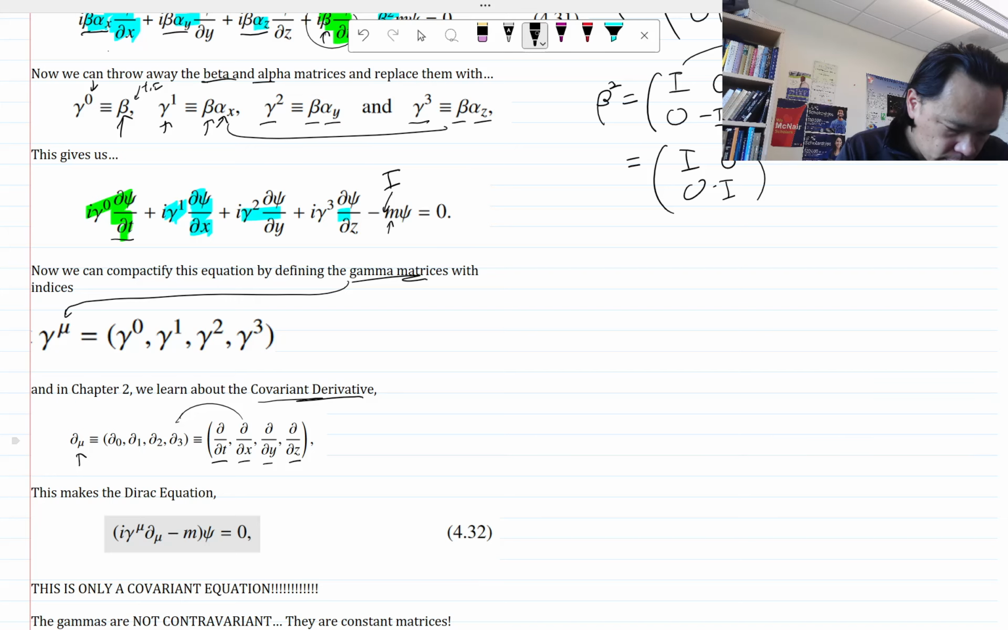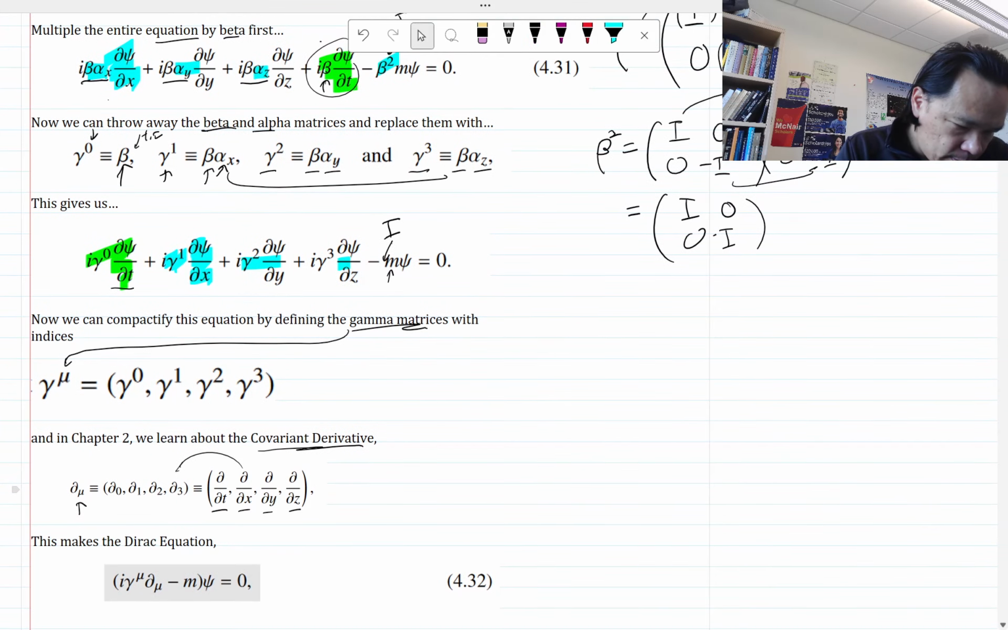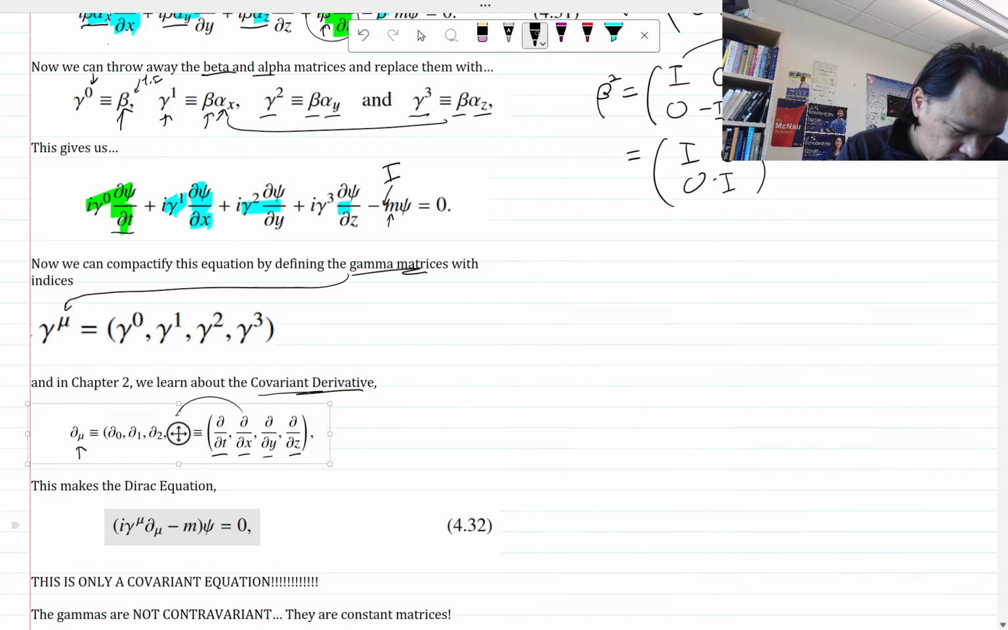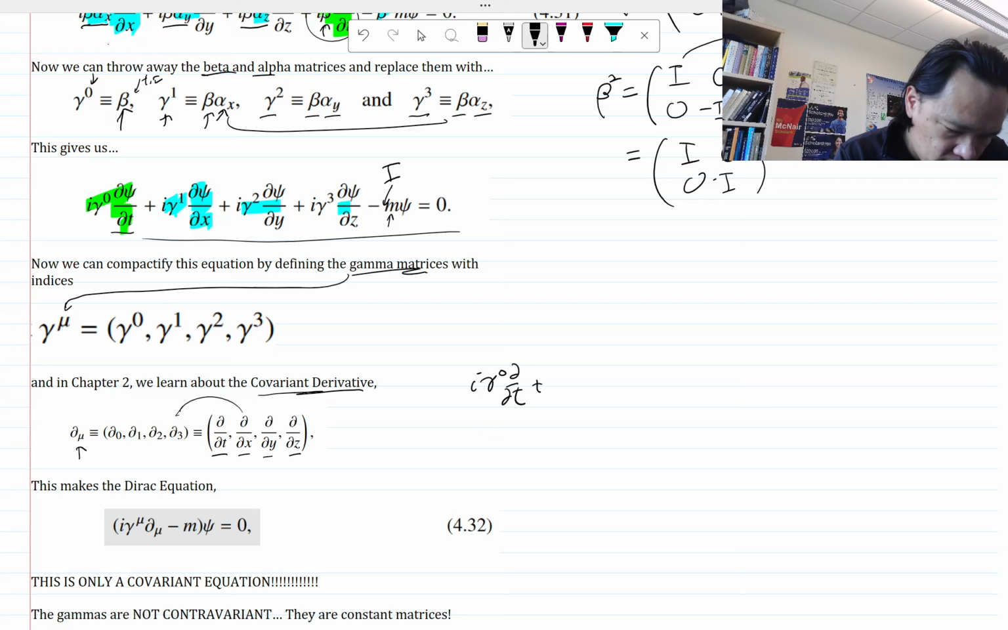Let me write this out a little more explicitly, because the book just kind of skips to this. Looking at this equation up here, you have negative i gamma 0 partial by partial t. I'm going to factor out this psi once again, because I think it's easier to see if we have that separate. Gamma 1 partial by partial x, plus i gamma 2 partial by partial y, plus i gamma 3 partial by partial z.